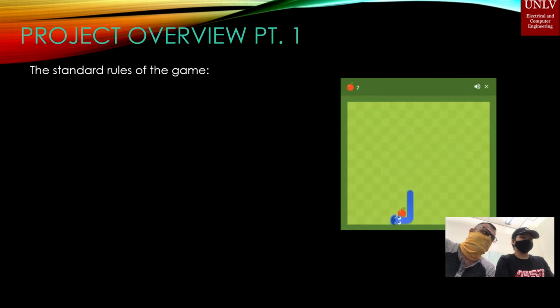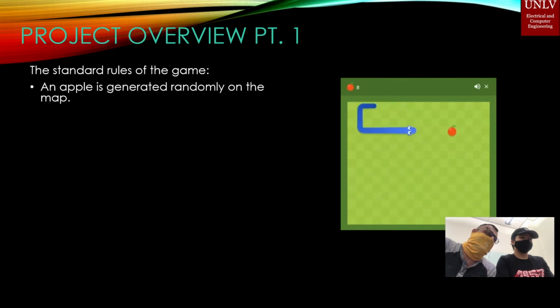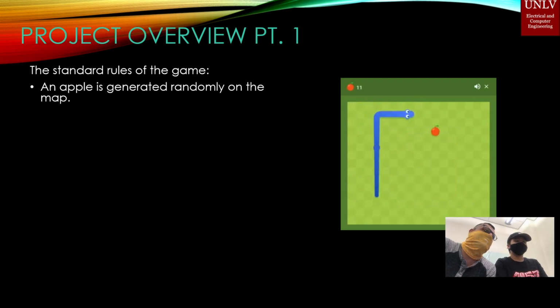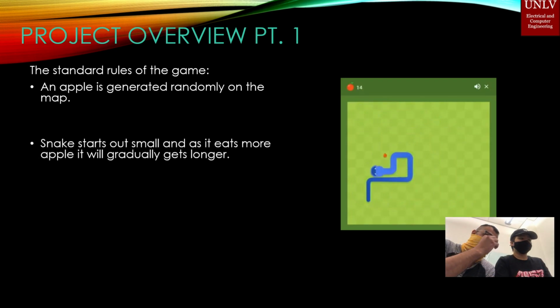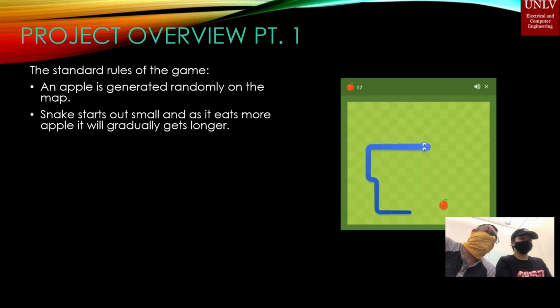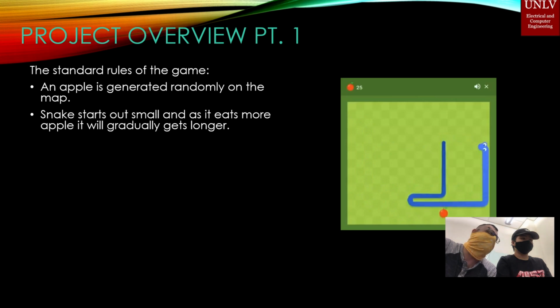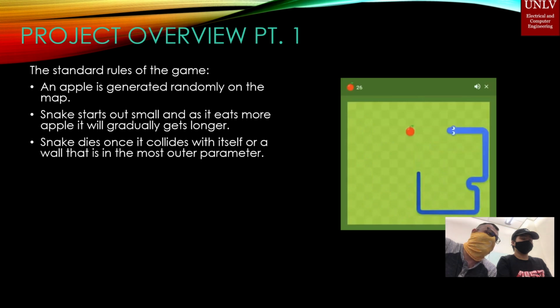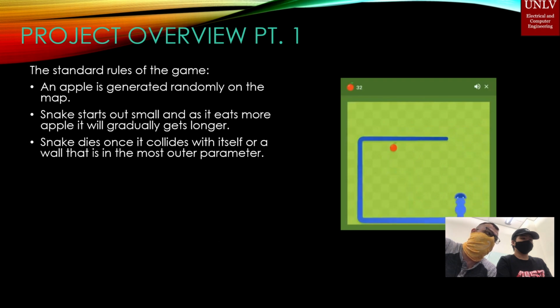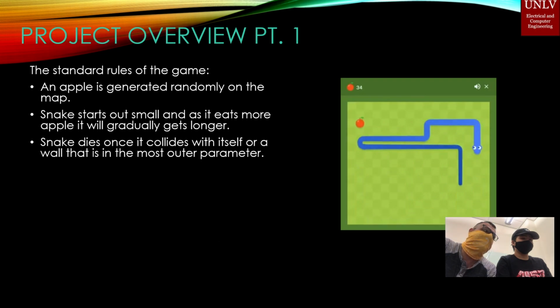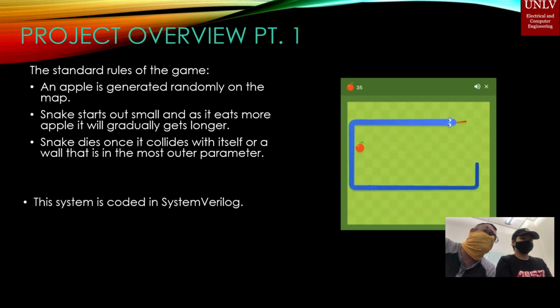Project overview. The standard rules of the game: an apple is generated randomly on the map. The snake starts out small, and as it eats more apples, it gradually gets longer. The snake dies once it collides with itself or a wall at the outermost perimeter.